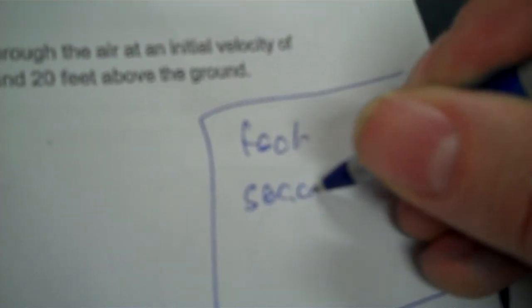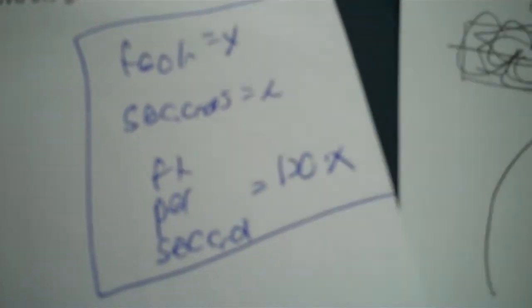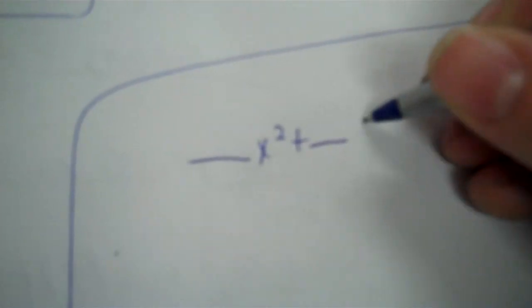Okay, last one in this packet. An object is launched from a height of 15 feet. It travels through the air at an initial velocity of 120 feet per second. Find the time it takes the object to land 20 feet above the ground. Okay. Feet, seconds, it's the same stuff. X is seconds, Y is feet. And feet per second ends up at 120 times X. Okay, so you got 15 feet at the beginning. Okay, negative 16, 120, and 15.